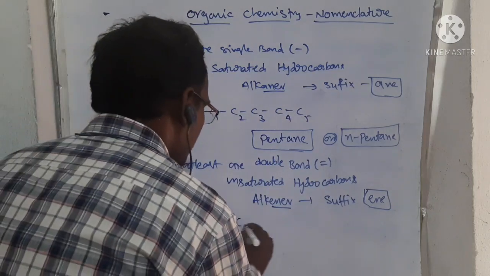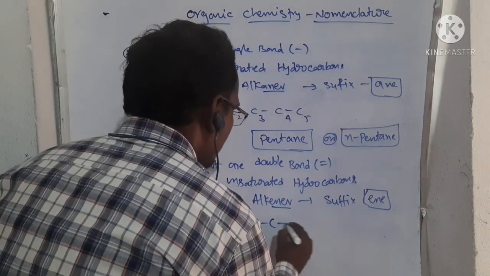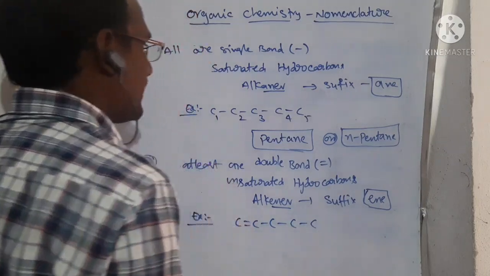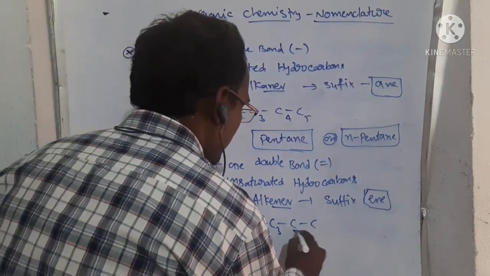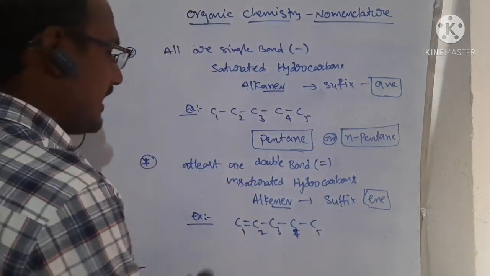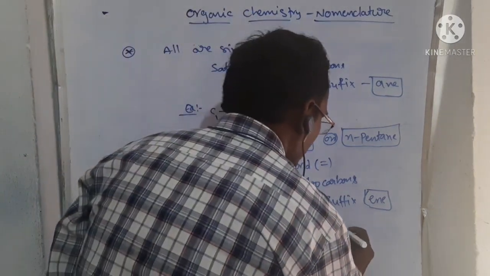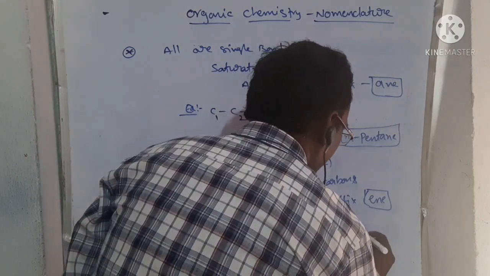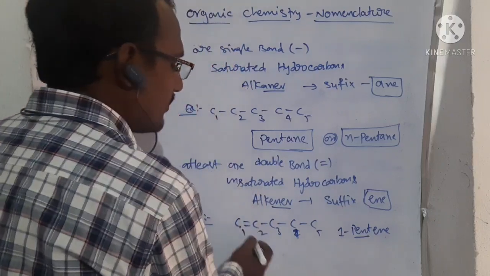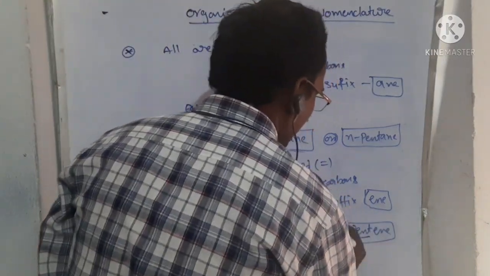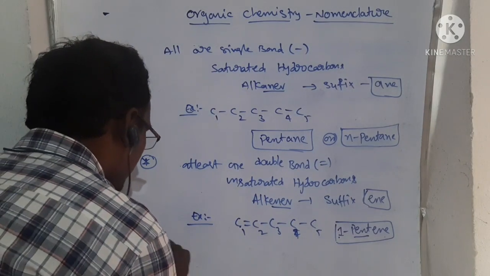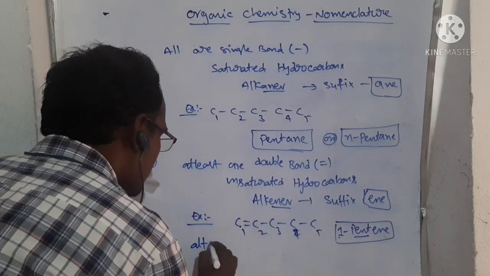C double bond C, single bond C, C, C. So 1, 2, 3, 4, 5. Five carbon atoms. The first carbon has the double bond. So it is 1-pentene. Pent is the root word, ene is for the double bond, and the first position is where the double bond is. It is the name for it, or pent-1-ene.